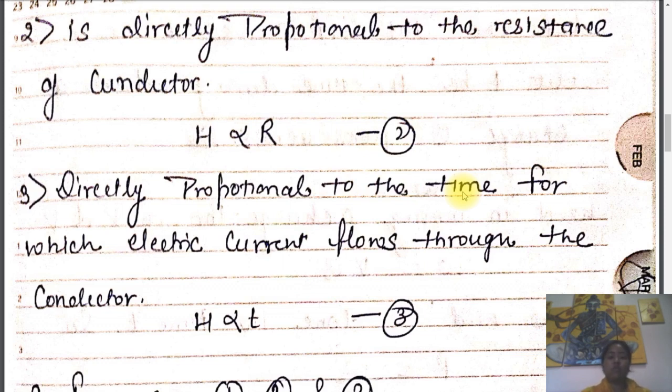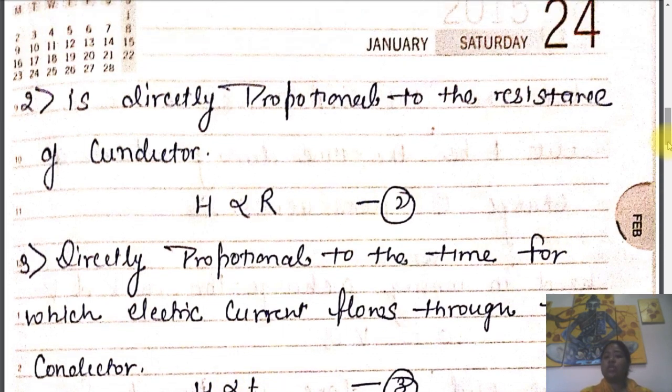That means if the current flows through the circuit for a longer time, then more heat will be produced in that particular electrical circuit. Now, these are the three factors on which the heat energy generated in any electrical circuit or electrical conductor depends.